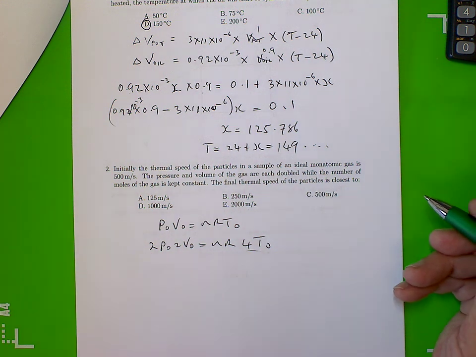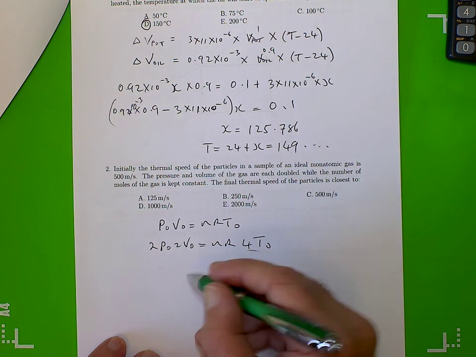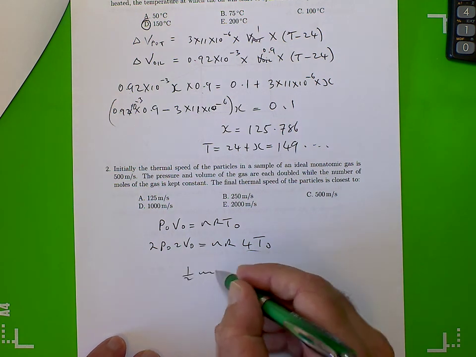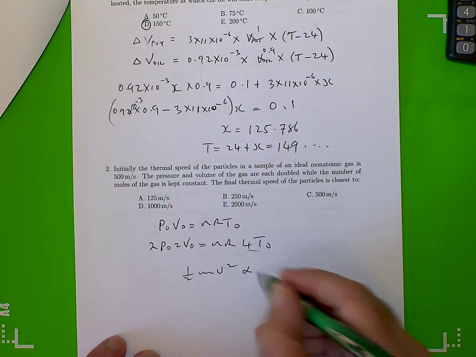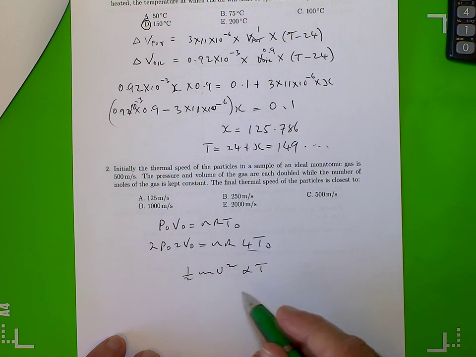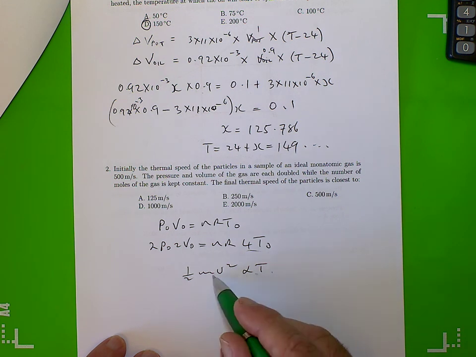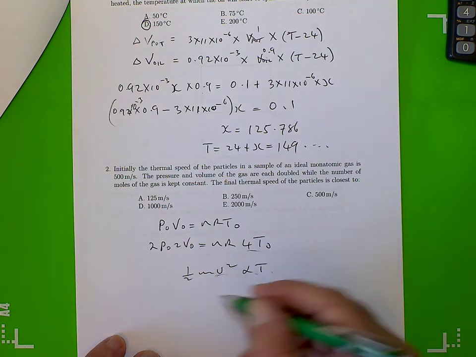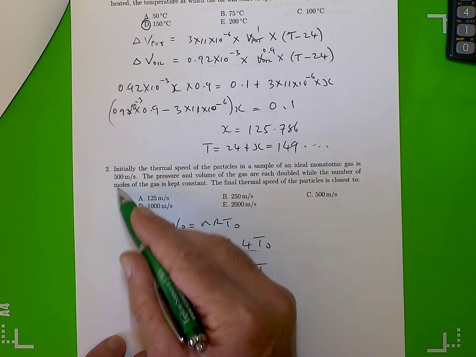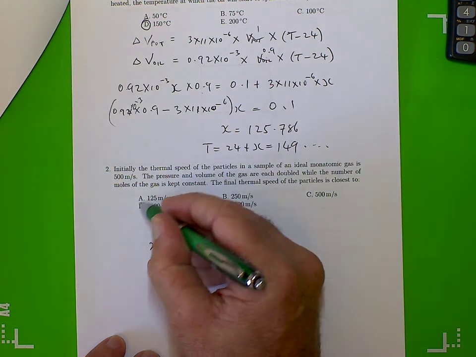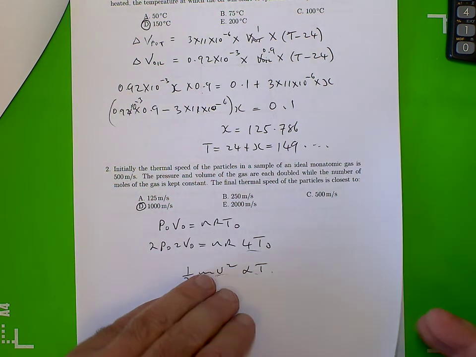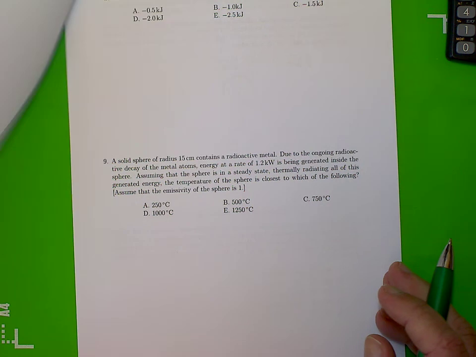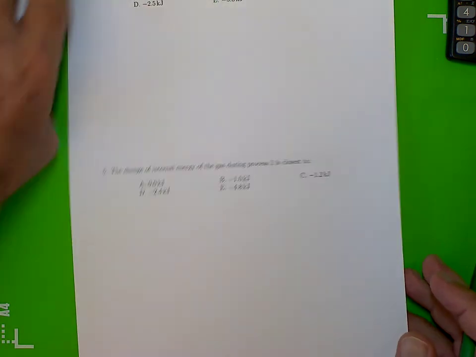Now the kinetic energy is proportional to the temperature, so half m v squared is proportional to temperature. So therefore, if we multiply the temperature by 4, we just double the velocity, because 2v squared gives you 4v squared. So therefore we're going to double the velocity. So we started at 500, and we're going to get 1000. No problem. I think most of you got that.